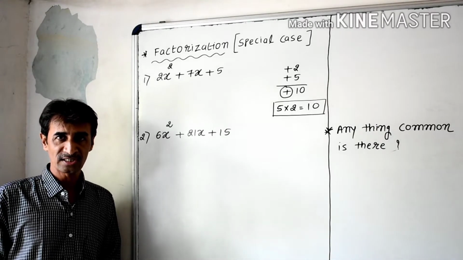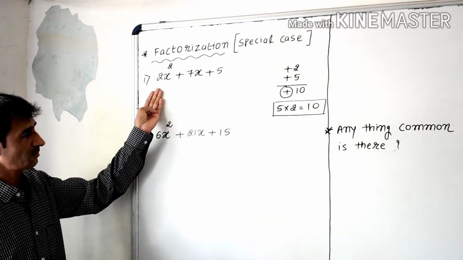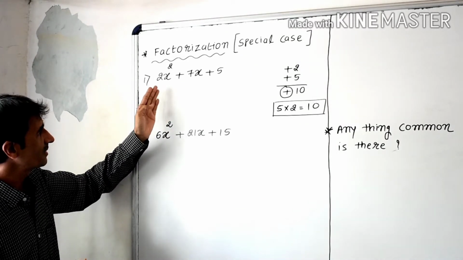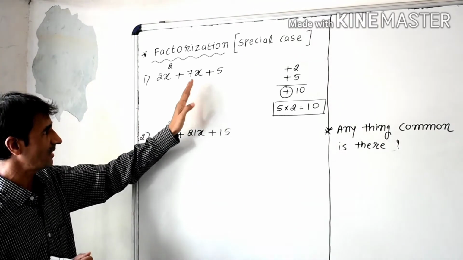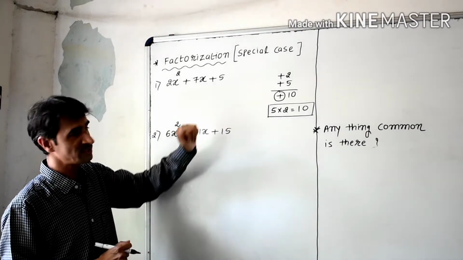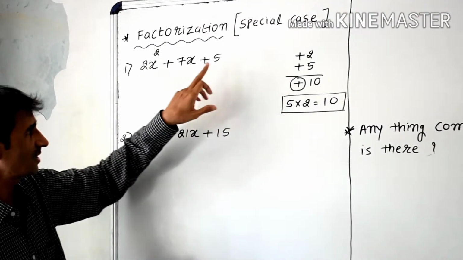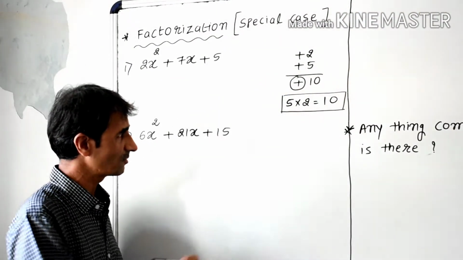Now this is the additional lecture of the factorization. Let me start. Here, suppose I want to solve this sum, 2x square plus 7x plus 5. Now you can solve this sum by the coefficient method. You can see here, this is my plus 2, the first term coefficient, and plus 5 is the last term coefficient.